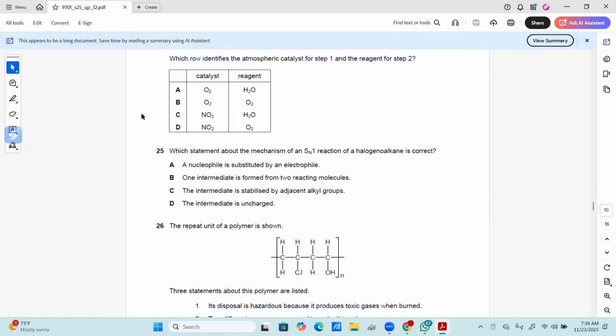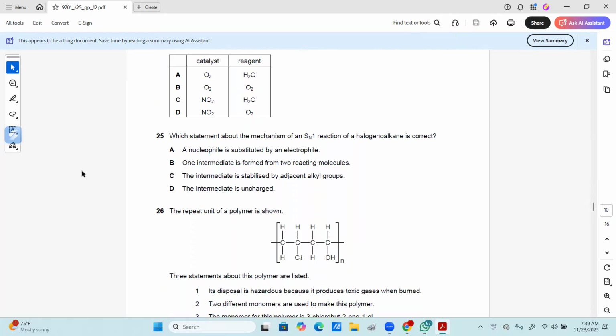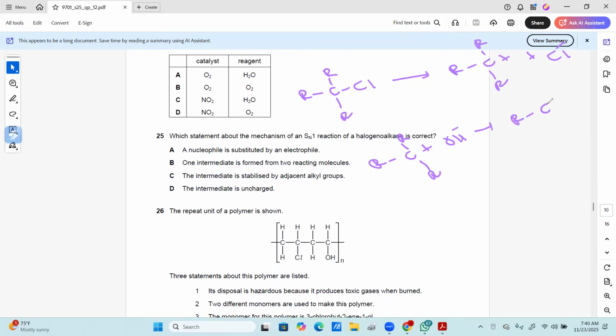Which statement about the mechanism of the SN1 reaction of halogenoalkane is correct? So in SN1, it is for a tertiary halogenoalkane. If it is like this, Cl minus leaves in the first step, and it forms the intermediate. In the second step only, substitution will take place to get the tertiary alcohol, like this. Okay, so we'll see. A nucleophile is substituted by an electrophile. So in the first step, it's not happening.